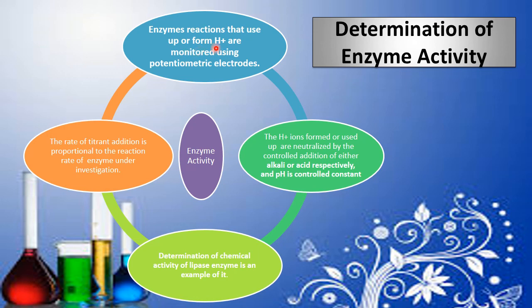Enzyme reactions that use up or form H+ are monitored using potentiometric electrodes. The H+ ions formed or used up are neutralized by the controlled addition of either alkali or acid respectively, and the pH is kept constant. The rate of titrant addition is proportional to the reaction rate of the enzyme under investigation. Determination of the chemical activity of the lipase enzyme is an example of it.